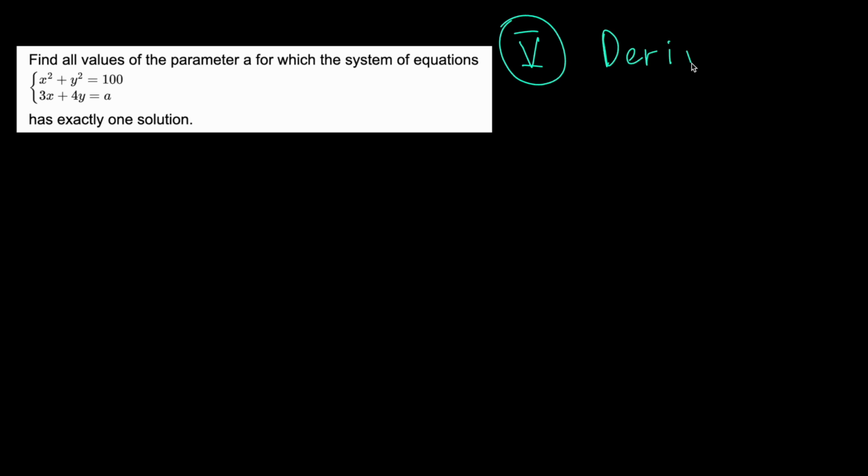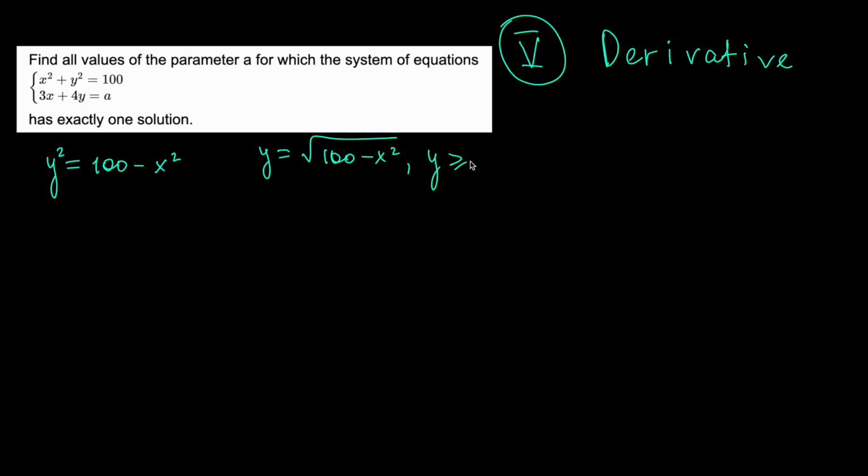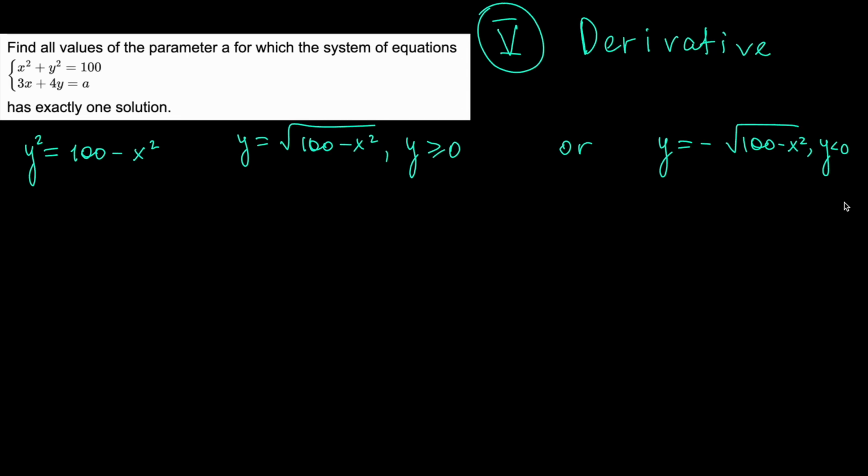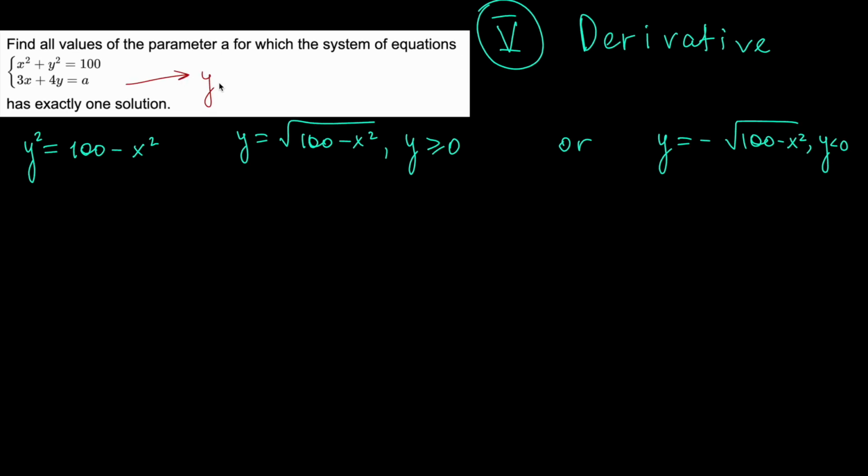We're going to use the derivative of a function here. So first we're going to turn the first equation into two equations of functions. We know that y squared equals 100 minus x squared, which gives us y equals square root of 100 minus x squared for all non-negative values of y, or y equals minus square root of 100 minus x squared for all the negative values of y. We will also turn the second equation into y equals minus 3/4 of x plus a divided by 4.